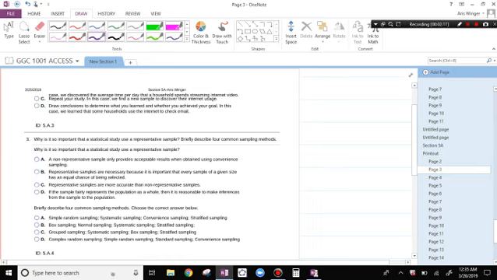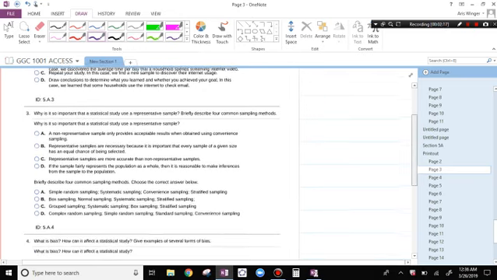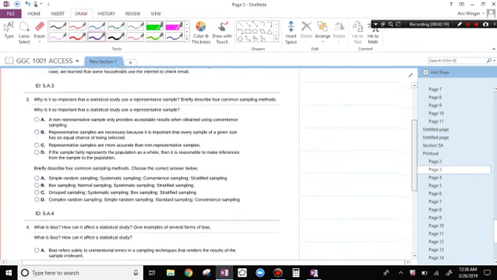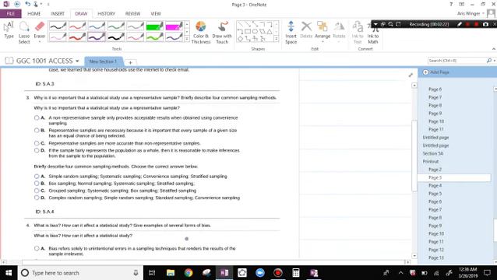Why is it so important that a statistical study use a representative sample? Briefly describe 4 common sampling methods. Why is it so important that a statistical study use a representative sample? If the sample fairly represents the population as a whole, then it is reasonable to make inferences from the sample to the population. So if the sample represents most of the population, then whatever we say about the sample is probably something we can say about everybody.